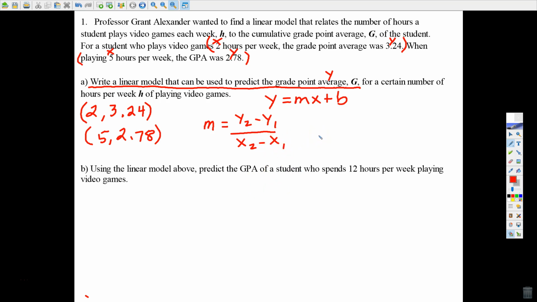and subtract your y's. It really doesn't matter which way you start with the y's, but do the same thing with the x's. So if you're going to do 3.24 minus 2.78, then you need to do 2 minus 5. So take a second, grab your calculator, and let's see what you get. I'll just do it this way. 2.78 minus 3.24. And we're going to divide that by 5 minus 2. And let's see if we can come up with a consensus of what that is.